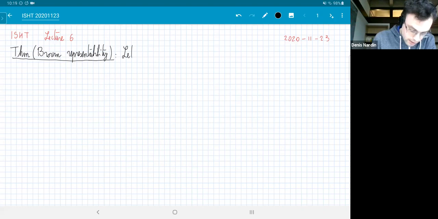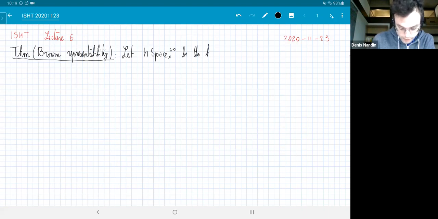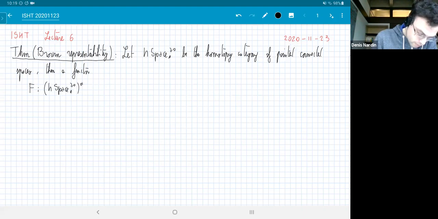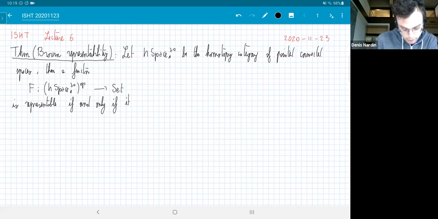So let H space be the homotopy category of pointed connected spaces, then a functor F from its opposite into Set is representable if and only if it satisfies the following two conditions.